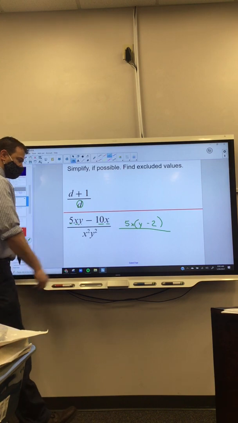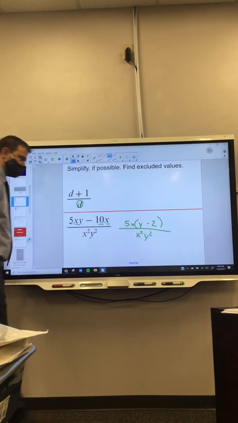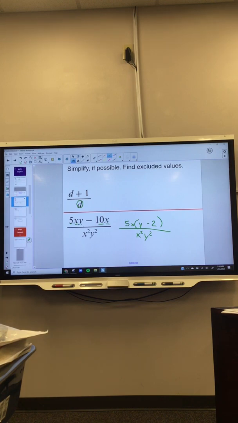Okay. Then I've got x squared and y squared. Does that help me out at all? Not really, right? It doesn't look a whole lot better, but at least I gave it a shot by factoring. I don't think there's really much that we can do at this point.